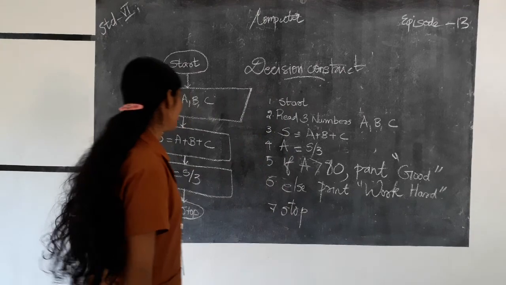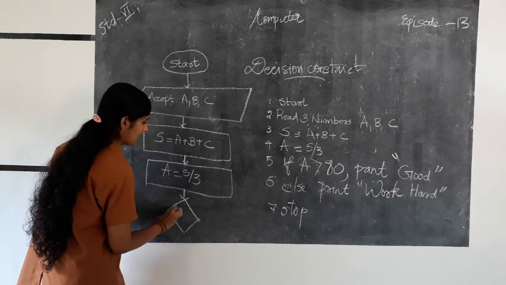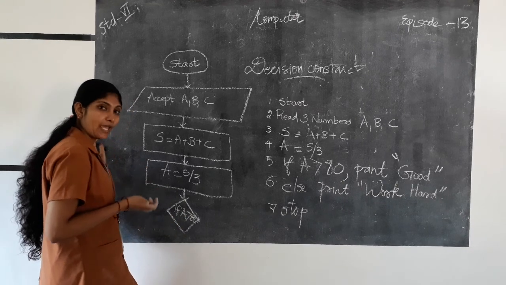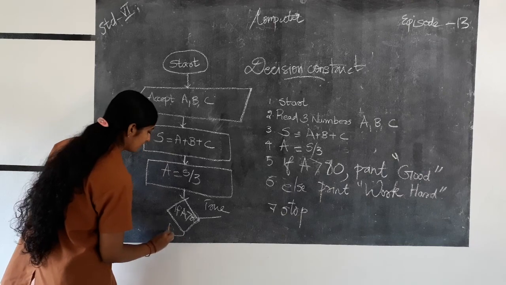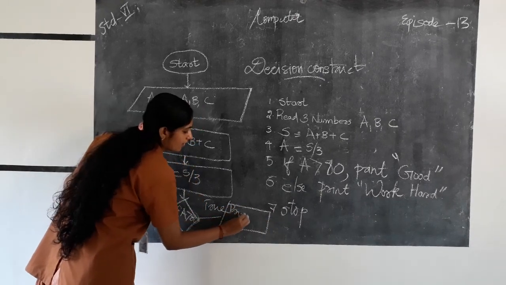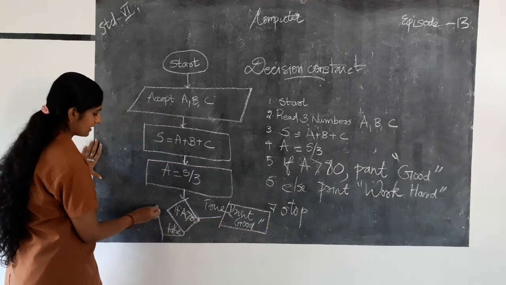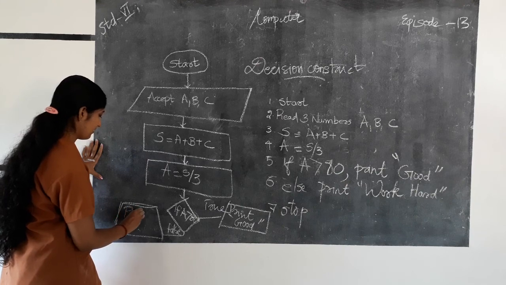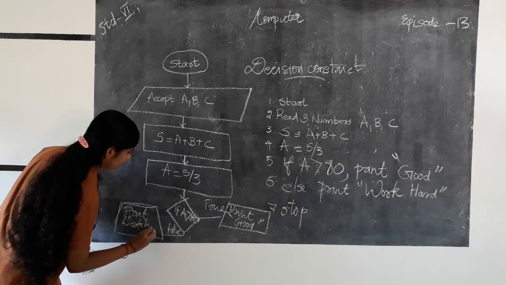Otherwise print work hard. So what will be our flow chart according to this statement? First one: if A greater than 80, this is the decision box and it contains two ends, a true end and a false end. So here this is the true end and this is the false end. If the condition is true, then there is a printing statement, print good; otherwise, print work hard. Then stop.